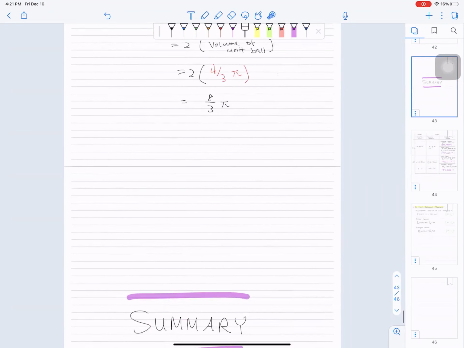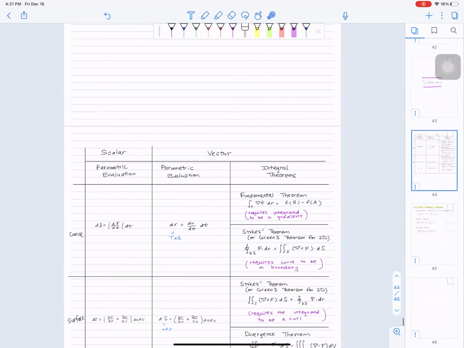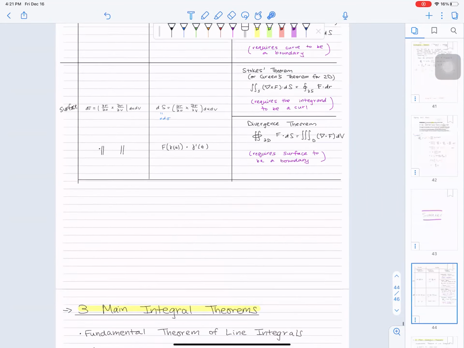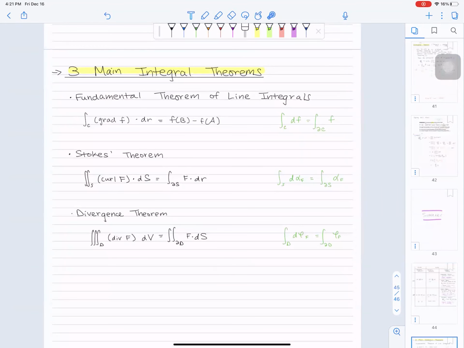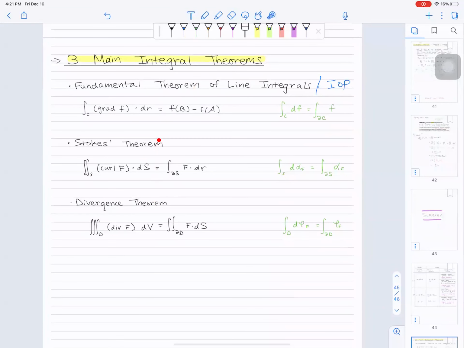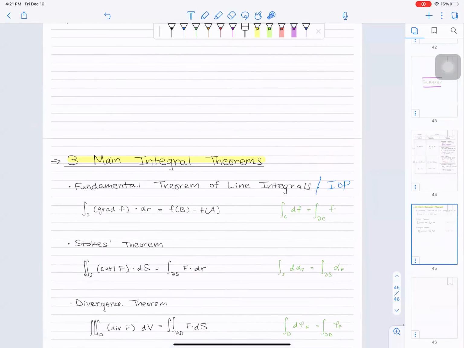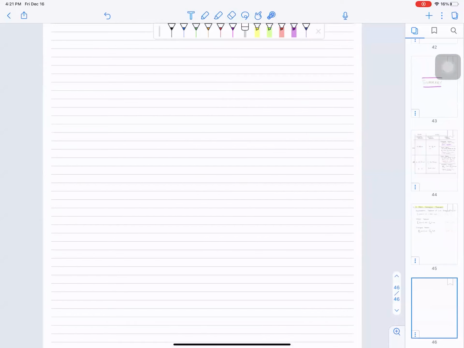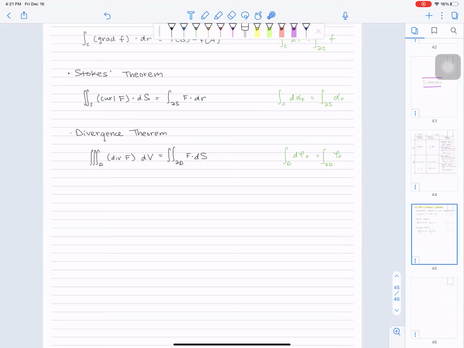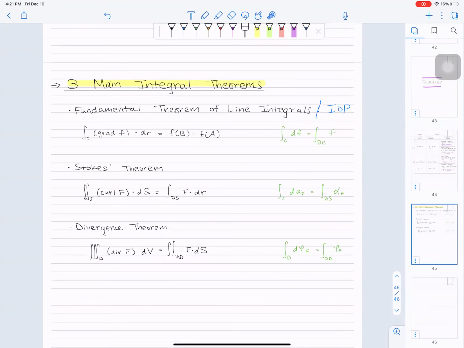Okay, and so finally, I have this little summary. I won't talk about the summary. What are the 3 main theorems we have? Don't forget the fundamental theorem. I should have been calling these the independence of path theorem, Stokes' theorem, and the divergence theorem. Guaranteed at least one of these is definitely going to show up based on past finals. But yeah, that's the end. Any questions? Okay, that's the end of review session number 2.